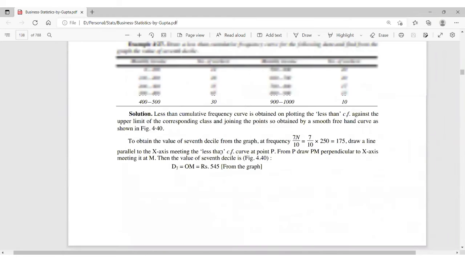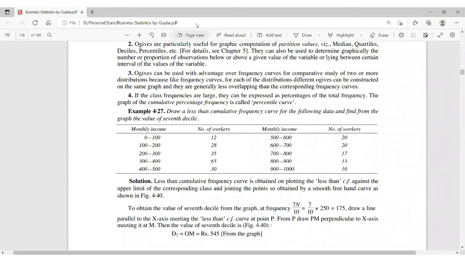See in this example, monthly income 0 to 100 there are 12 workers, 100 to 200, 28 workers, and so on like this, right? How many workers having the monthly income less than zero? Yes, sir. How many workers having monthly income less than zero? Sir, zero. Zero, very good. And how many workers having income less than 100? Less than 100, sir, 12.